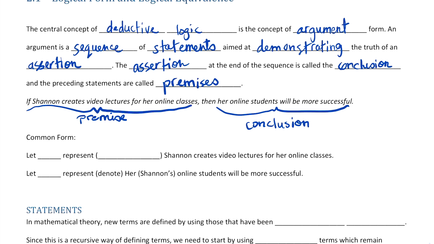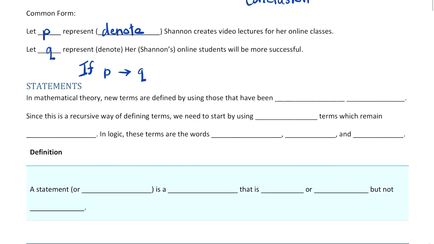For the common form, we would let P represent, or denote is what I commonly use, the portion that says Shannon creates video lectures for her online classes. And if we let Q denote her online students will be more successful, we have a statement that reads, if P, then Q. Cool so far? Awesome.